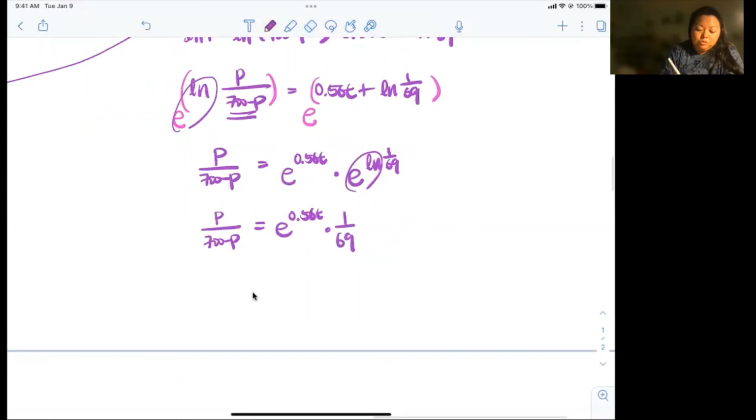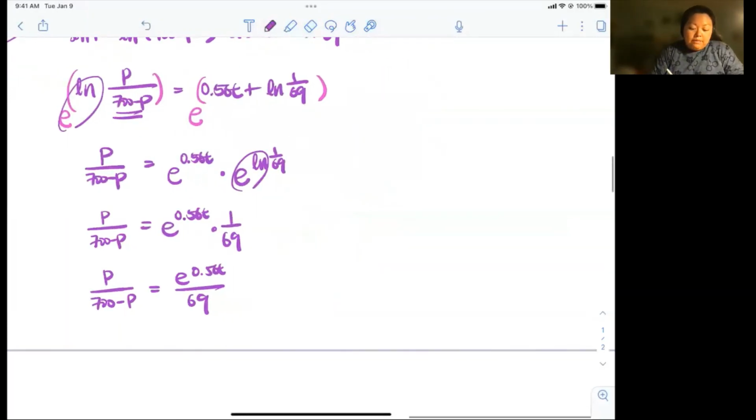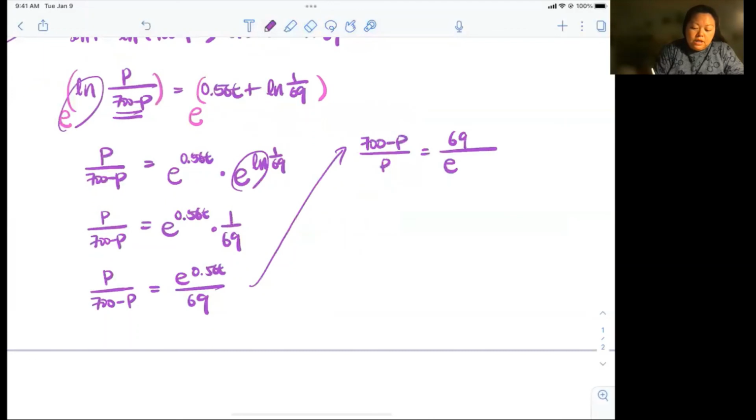Okay, the rest is algebra, so it's going to be a little bit tricky, but it's not impossible. So you have p over 700 minus p. If I combine these, 0.56 t over 69, I now have two fractions, one on the left and one on the right. I can actually go ahead and take the reciprocal of both of these so that I make it to what I want. This is a little bit of manipulation. You have 700 minus p over p equals 69 over e to 0.56 t. That way I can see that it's really 700 over p and then minus p over p, which is minus 1. So 700 over p minus 1.